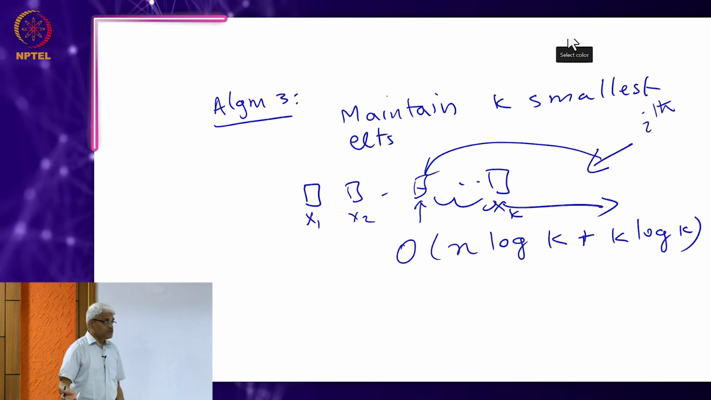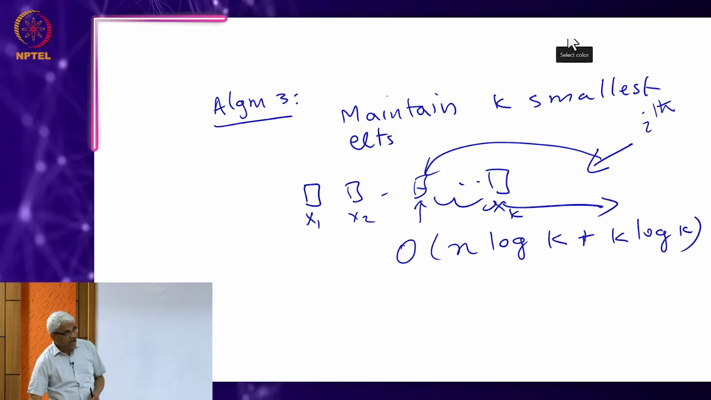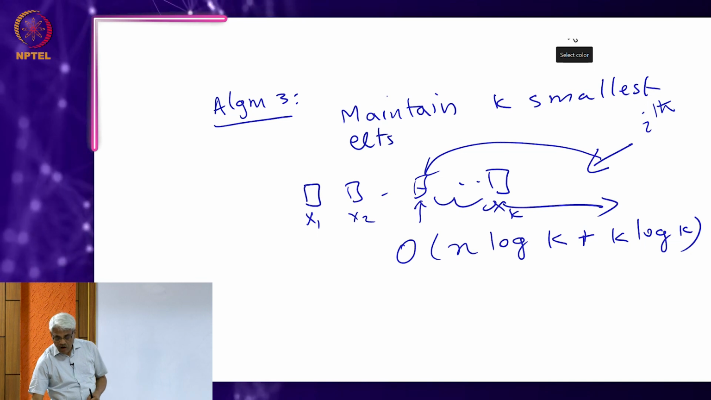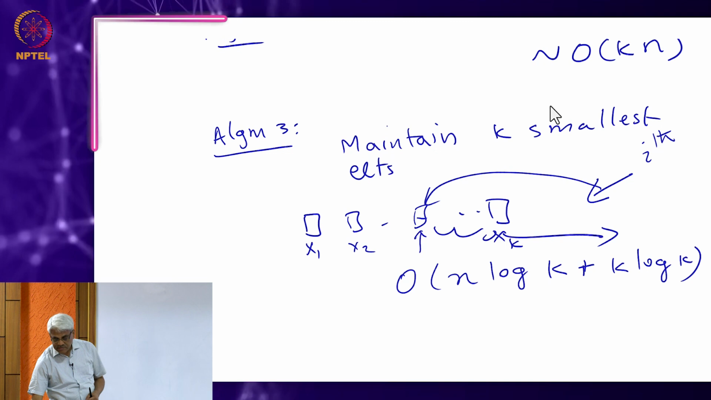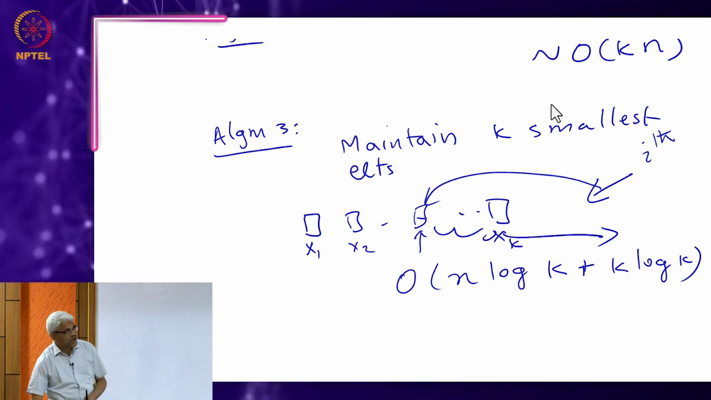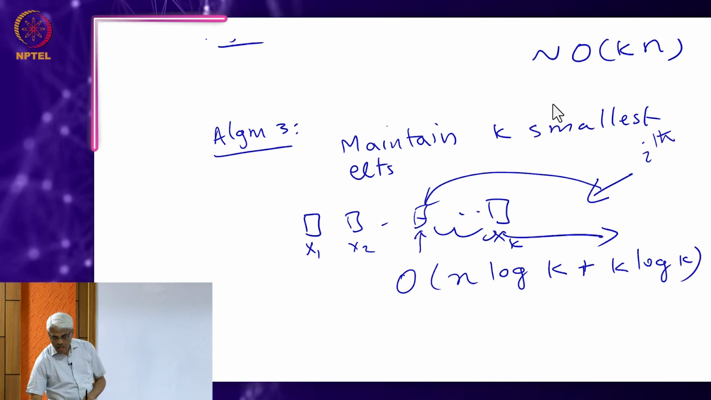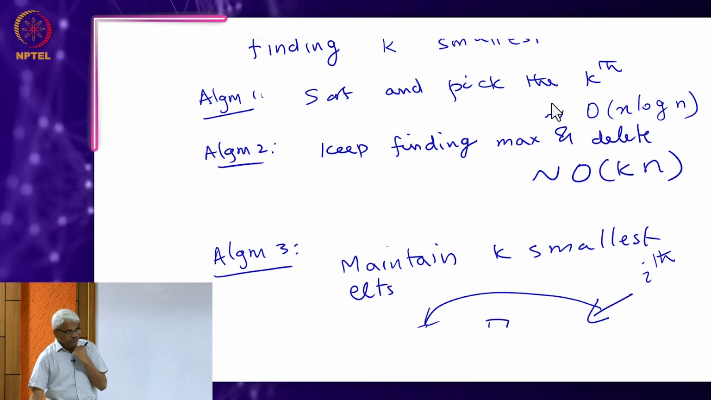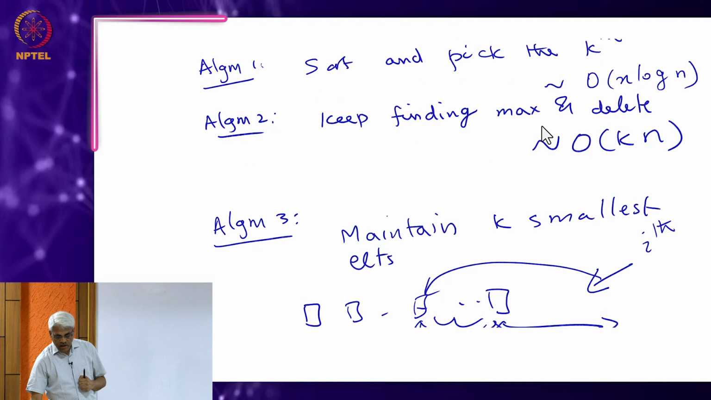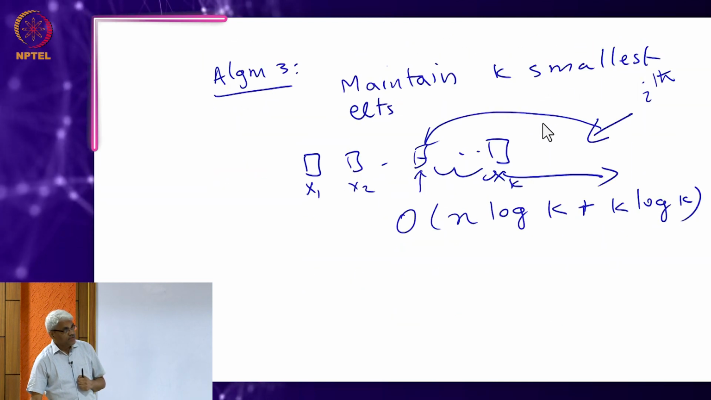So this looks much better than nk or even n log n, because when k is n, this essentially degenerates to n log n. Right? This is actually better than both these algorithms. But there is something even better known.